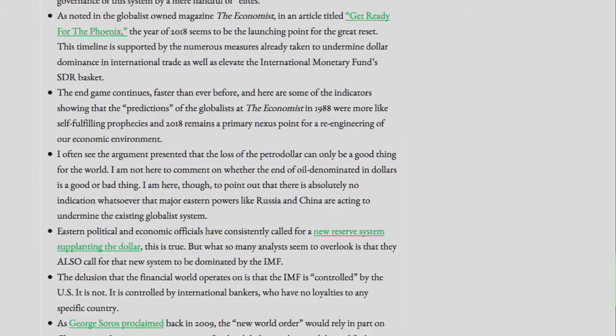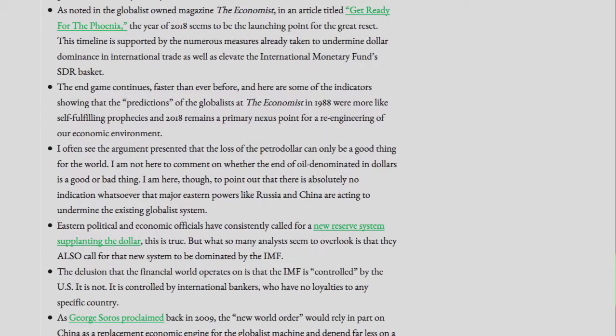As noted in the globalist-owned magazine The Economist, in an article titled "Get Ready for the Phoenix," the year of 2018 seems to be the launching point for the Great Reset. This timeline is supported by the numerous measures already taken to undermine the dollar dominance in international trade, as well as elevate the International Monetary Fund's SDR basket.